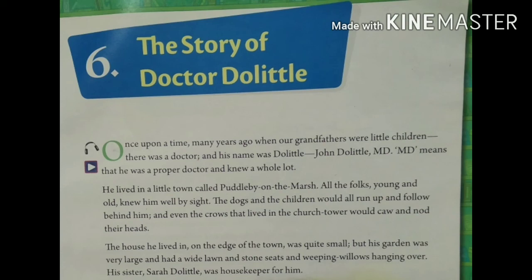So here the writer tells us the house was small but the garden was very large and had a wide lawn and stone seats and weeping willows hanging over. So dear students, do you know what is the meaning of weeping willows? The meaning of weeping willows is the type of tree with long branches and leaves that reach down to the ground. And his sister Sarah Dolittle was the housekeeper for him. So she looked after the house.